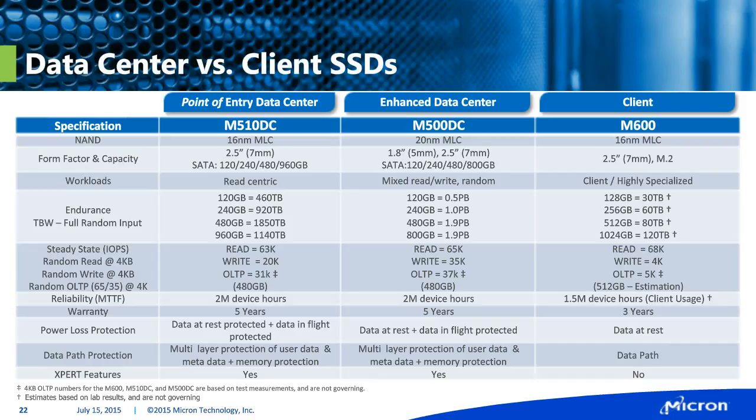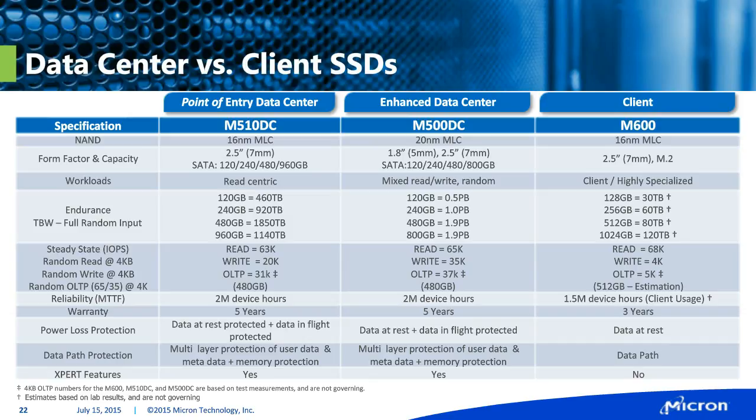I did want to call your attention to a few areas where the M510 DC really is differentiated from the M600, and generally a client class product. First, obviously, is in endurance. As you can see here, instead of speccing it in drive fills per day, we're taking more of a data sheet look at it, based on total bytes written, TBW. You'll see the M510 DC is really an order of magnitude greater than the M600, and again, these are normalized numbers.